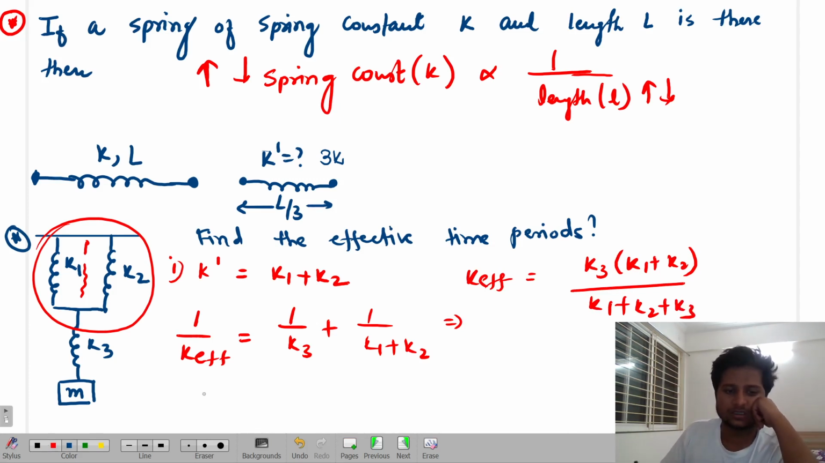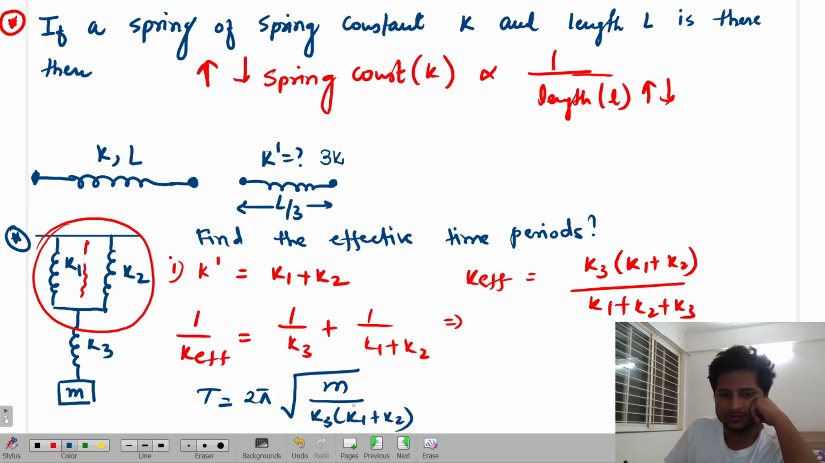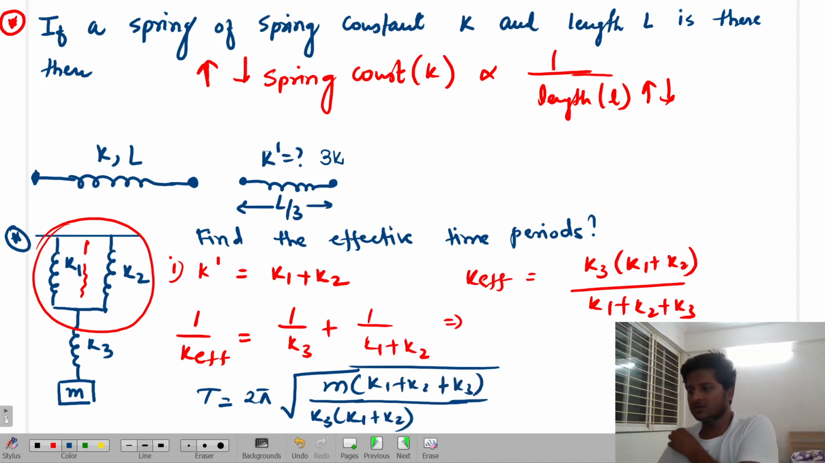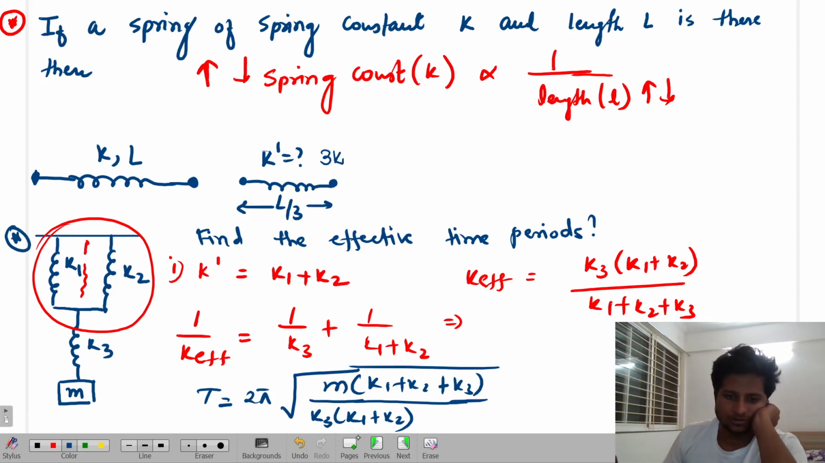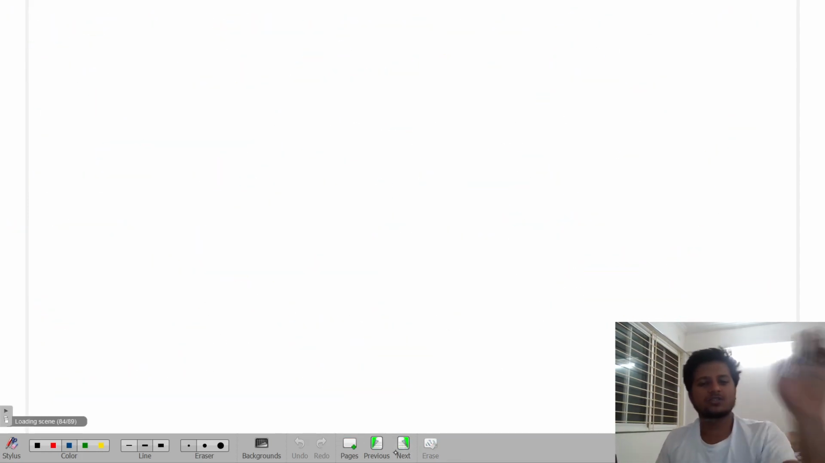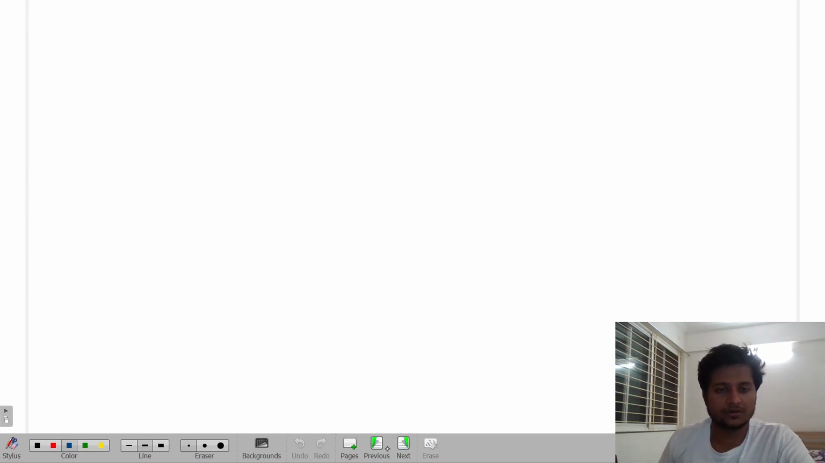Bas, ho toh gaya answer. Then time period is 2 pi root under mass by K effective, which is 2 pi root of m into K1 plus K2 plus K3, divided by K3 into K1 plus K2. That's all. That's your easiest question. Is that clear? Easy peasy. Okay, so we'll move to the next part. I'll give you a worksheet related to this. You just try to solve it or solve HCV questions. Okay.